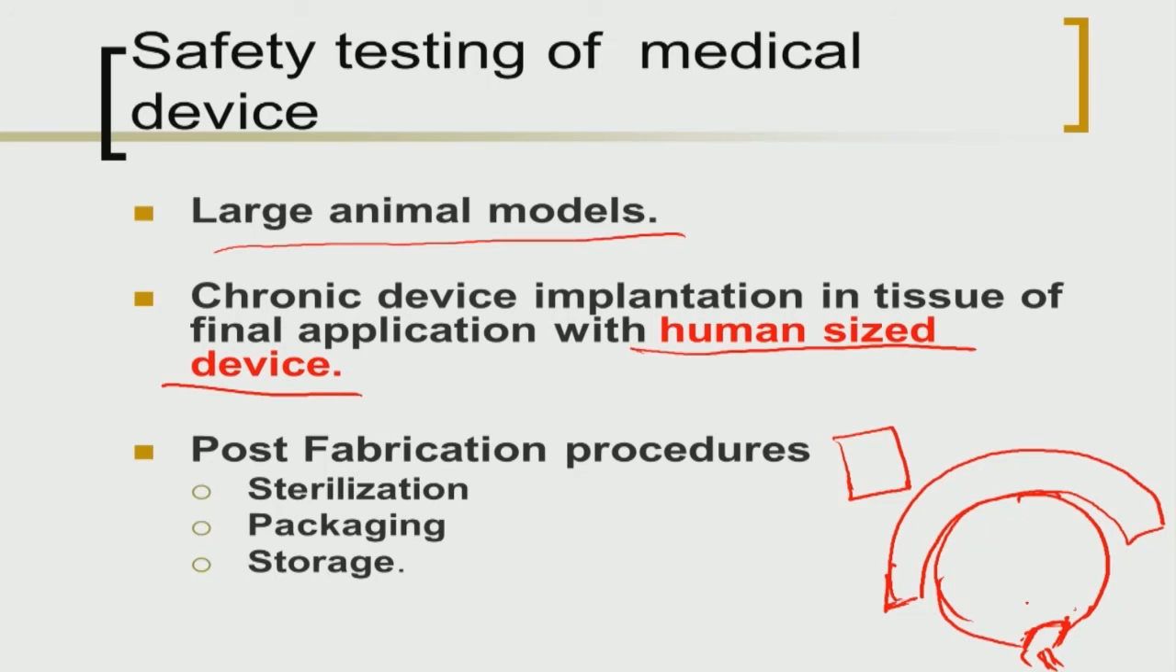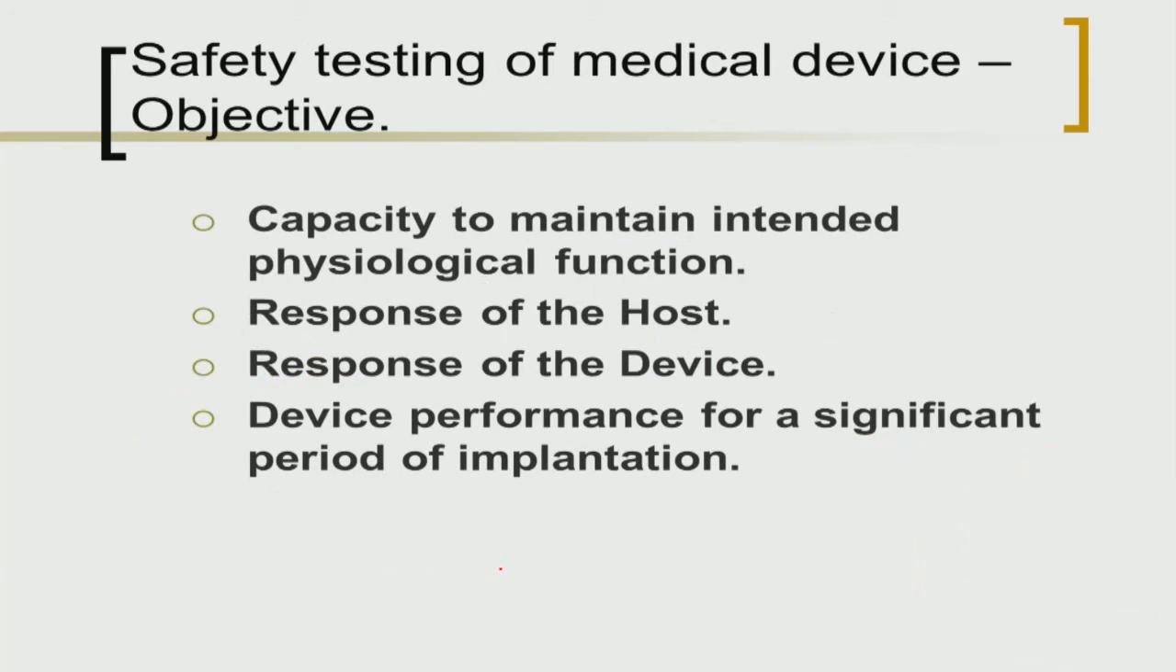Now, post fabrication procedures before this material can be put into human patients involve sterilization, packaging and storage, and sterilization can be done in different ways like UV sterilization and so on. So, I think I will stop now and then I will start with the next one in the next module.